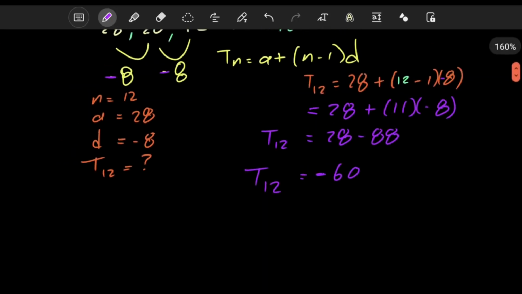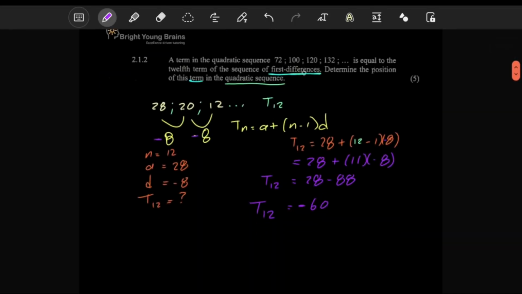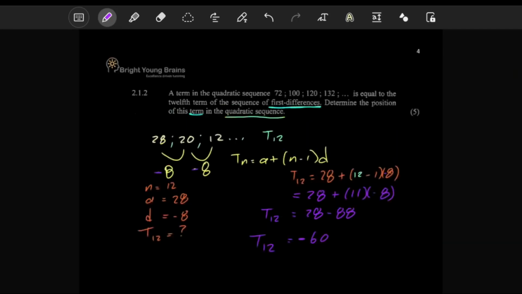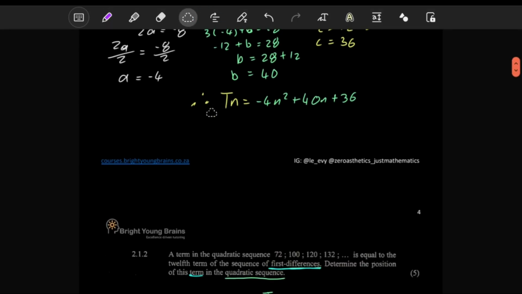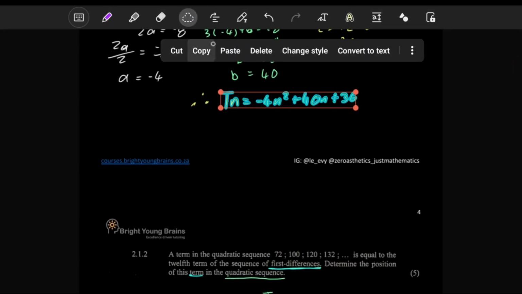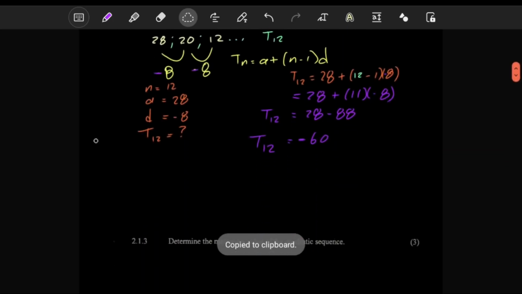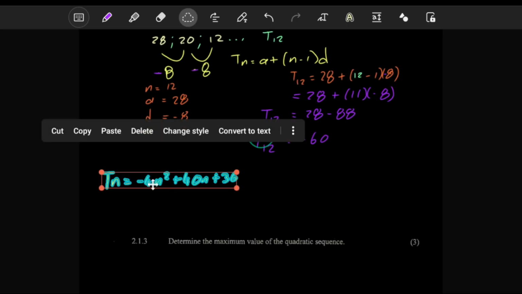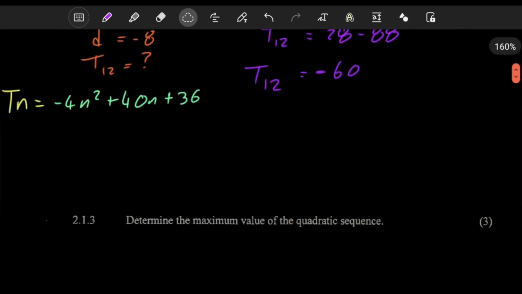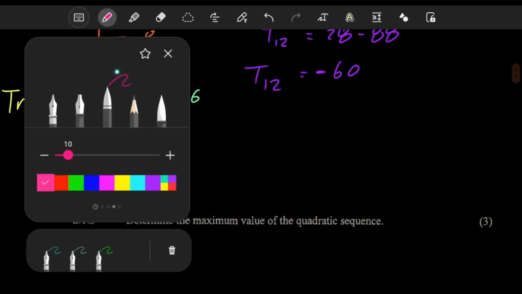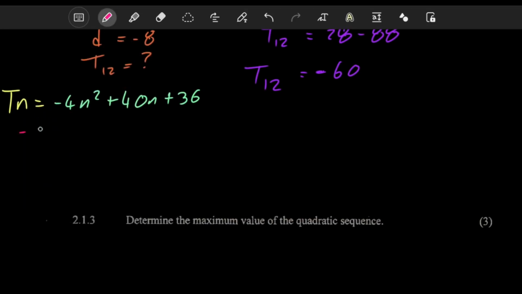So anyways, that's T12. T12 is -60. Now that we have T12, you see they said here a term in the quadratic sequence is equal to the 12th term in the sequence of first differences. And then we need to determine the position of this term in the quadratic sequence. So in our quadratic sequence, remember we have our general term, our formula. In our formula here, we just need to throw in -60 and find out which position -60 is in, and then we'll be home free. You do that and you get your marks, you move on.